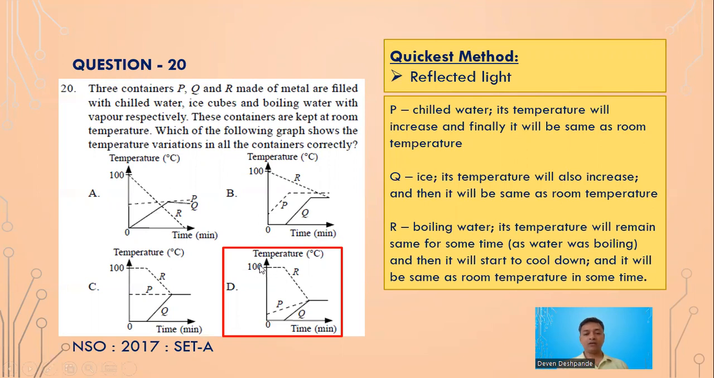Similarly, boiling water at time t equal to 0 will be at 100 degrees because it is boiling with vapor, so it is still boiling. For a few seconds or minutes, the temperature will still be 100 degrees, isn't it? It will maintain 100 degrees. After some amount of time, the boiling water will start cooling down, and after a certain amount of time, the temperature will be the same as the room temperature.